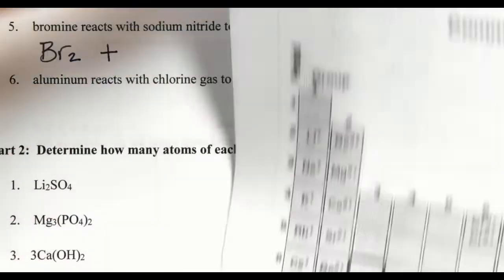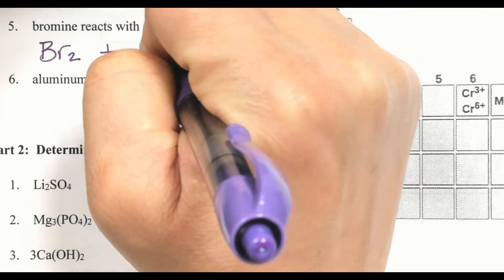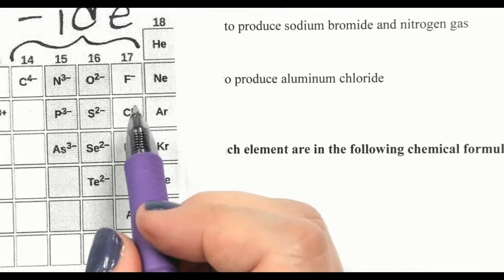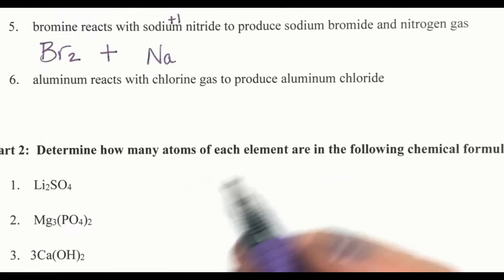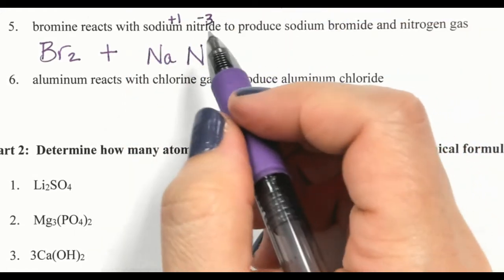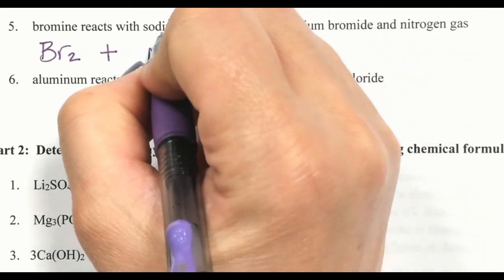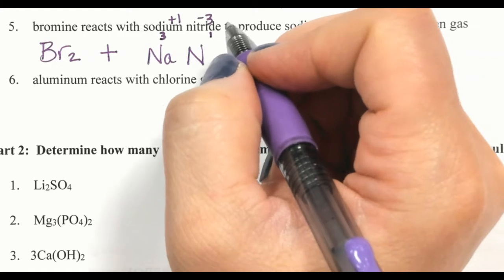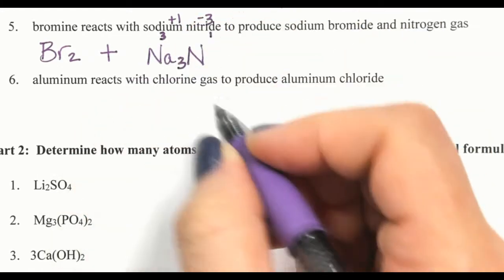So sodium on my periodic table is Na with a +1 charge. So I'm going to put Na here, and I'm going to put my +1 up here. Nitride is in the ide section of the periodic table, and here it is. Nitride is N with a -3, so I'm going to write N with a -3 up here. And now we're going to crisscross these charges. This 3 here tells me I need a subscript of 3 next to sodium, and this means I need a subscript of 1 next to nitride. So we're going to have a 3 next to the sodium, and we're going to put nothing next to the nitride.